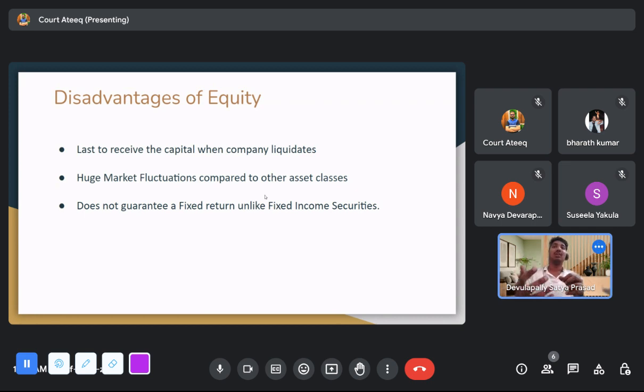And the third one is, there is no fixed return in equities. In the case of bonds, we will know how much return we will get in what period, and when we will get our principal back. In the case of equity, we can't say that we will get dividends this year, and our capital will be appreciated by this percent. We can't predict those things. That is the disadvantage of equity. So next slide, I think.